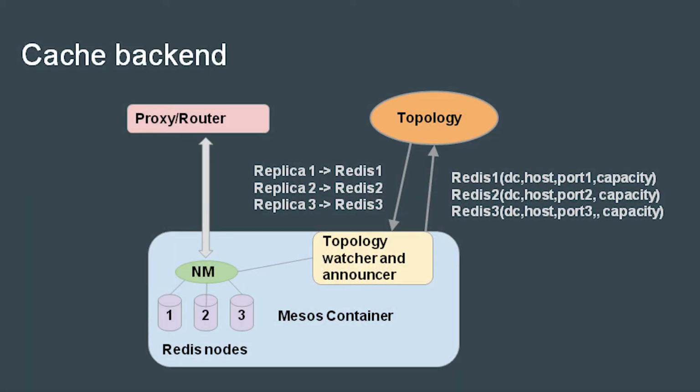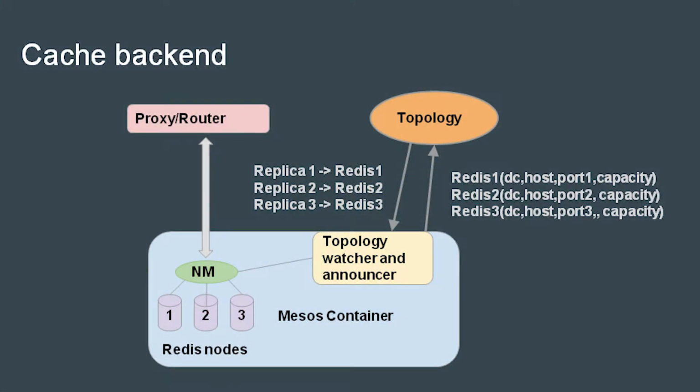I'd like to delve a little more into the cache backend. Every Nighthawk cache backend runs inside a Mesos container. It has three main working components. Obviously, we have one or more Redis nodes running inside the container. Then we have a topology watcher and announcing component. This is the component that subscribes to topology changes and reacts to it. And it is also responsible for announcing to the topology information about the locally running Redis instances so that they can be discovered. And then we have the node manager.